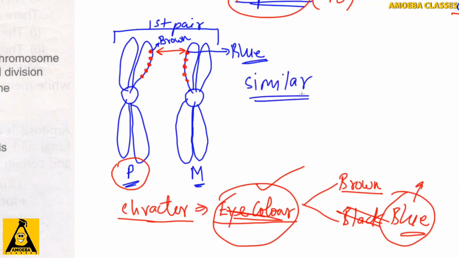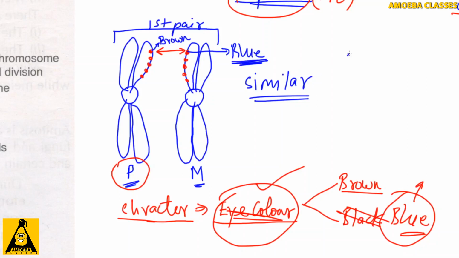They are similar, but not identical, because if they were identical, where brown is here, brown should be here also, but it is blue. That means these are a pair of homologous chromosomes, which are of similar shape and size, in which the centromere lies at the same position and the genes are present at the same location. They are similar but not identical, and carry characters in the form of genes which show different characters and expression.